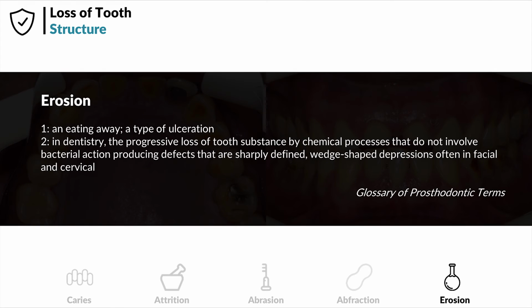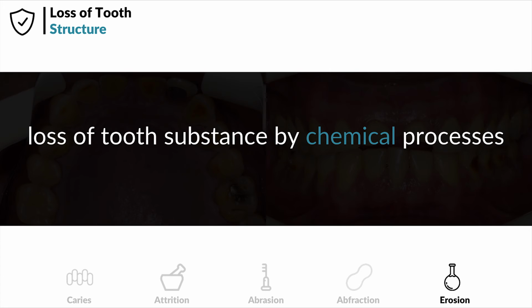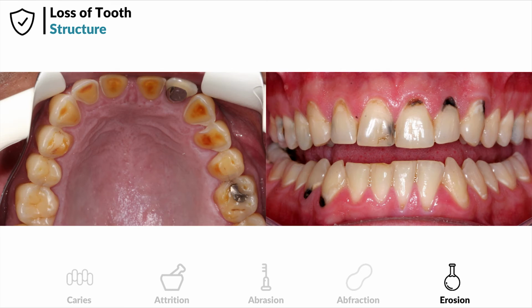So this is, in dentistry, progressive loss of tooth substance by chemical processes that do not involve bacterial action, producing defects that are yada, yada, yada. The idea is that it's loss of tooth substance by chemical processes. So there's two ways we'll describe where that acid comes from, right? So one we would say is intrinsic. So what are some things that are associated with intrinsic acid?